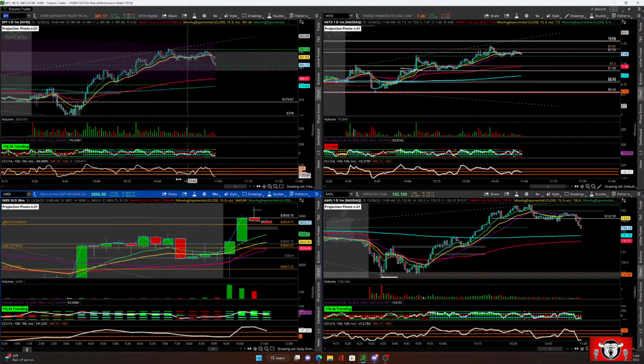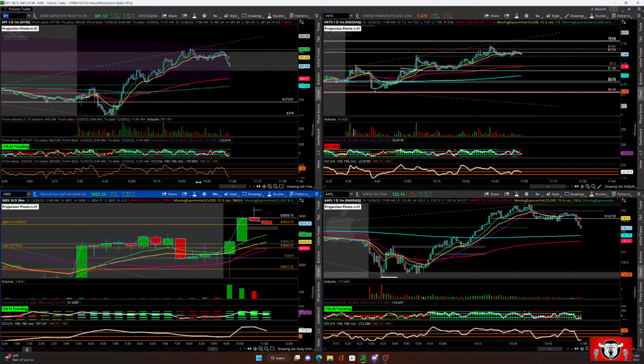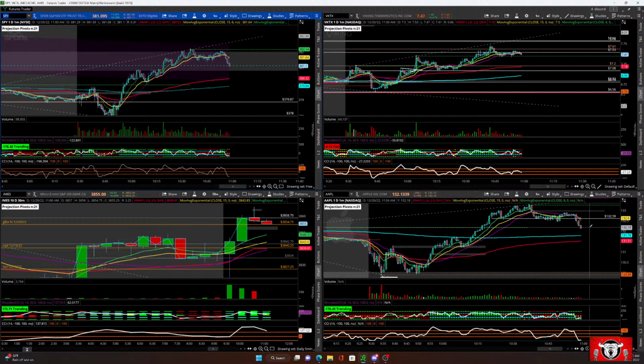Cracking critical support. Like I said, the three. Damn it, where's the 50%? 380.75 is the 50% retracement of that rising parabolic wedge. And SuperTrend is about to flip bearish right here too.